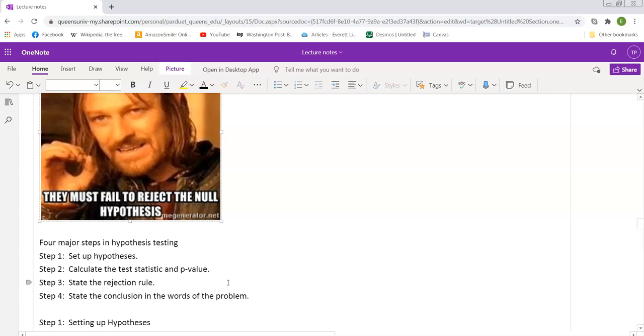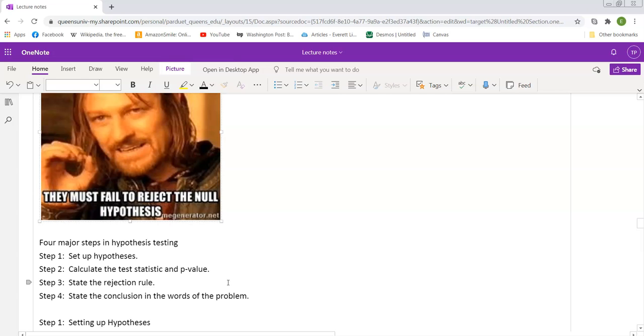Step 3 is to state the rejection rule. And that step is going to be just a matter of writing down the same thing over and over again. So every problem is basically going to have the same rejection rule. The rejection rule is kind of like your standard of evidence.